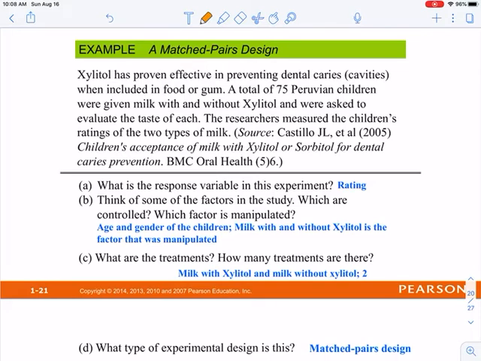So that's their rating. For part B, think of some factors in this study which are controlled and which factors are manipulated. The factors that you can control are whether you're getting the milk with the xylitol, and the factors that are not controlled are the age and the gender of the children. The factors that were manipulated are the milk with and without the xylitol. That's the manipulation. What are the treatments and how many are there? Again, your treatment is you're getting the milk with the xylitol or you're getting the milk without the xylitol. How many treatments are there? There's 2.